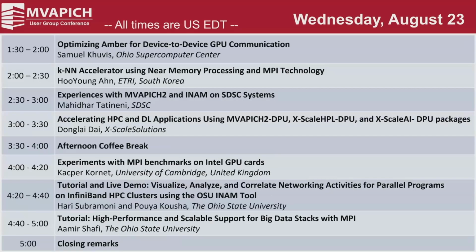And then after the lunch, we'll have Samuel Kuvis from Ohio Supercomputer talking about optimizing AMBER for device-to-device GPU communication. He has some nice results. If you convert AMBER to CUDA-aware MPI with MVAPICH2-GDR, you get to see very good performance. He will be talking about that. And then we'll have Dr. Hyun-Woong An from ETRI, South Korea. He'll be talking about KNN accelerator using near memory processing and MPI technology.